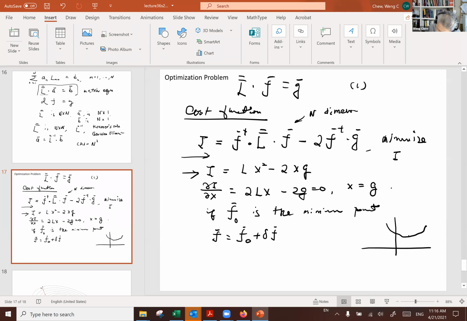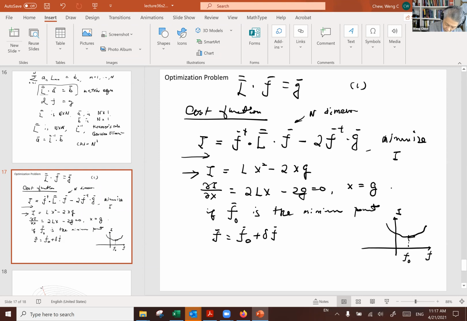In other words, we want to use the fact that this is a cartoon picture, okay? So there are all possible values of f that you can search for. And if you have hit the minimum point, then the cost function would be second order accurate in delta f. So this is very similar to the calculus concept in one dimension.